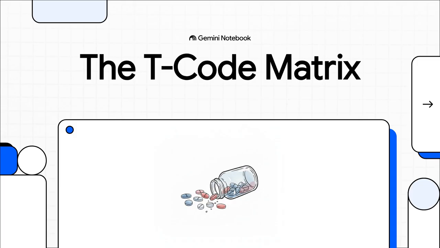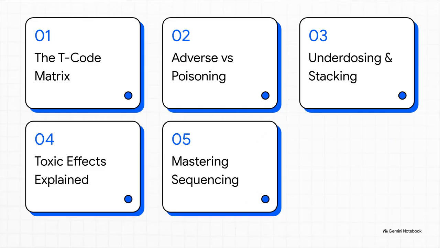We are going to conquer their mandatory sequencing reversals because, listen, in this territory, the CMS official guidelines strictly override any textbook rules for medical coding. If you get the sequencing wrong here, your claim is guaranteed to be denied. Okay, let's take a quick look at exactly what we'll be covering today. We'll start with the T-code matrix, then pit adverse effects against poisonings. After that, we'll dive into underdosing and code stacking, explore toxic effects, and finally master those strict sequencing laws.